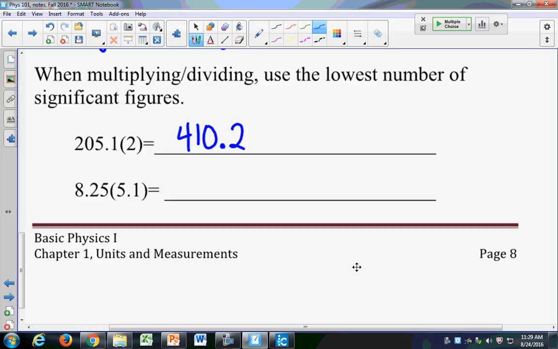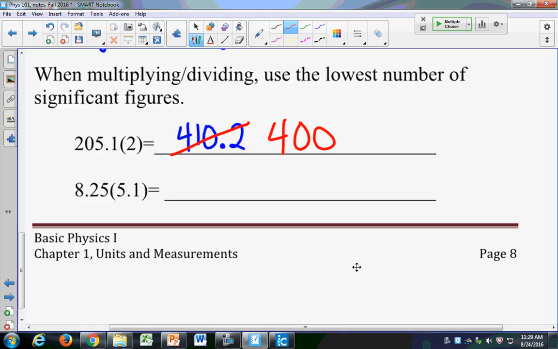400, right, because this has 4 sig figs, this has 1 sig fig, so the answer would be just 1 significant figure. So the answer would not be 410.2, but 400. Because while I might know this number really well, I don't know this number really well, and that has to be related to the answer.